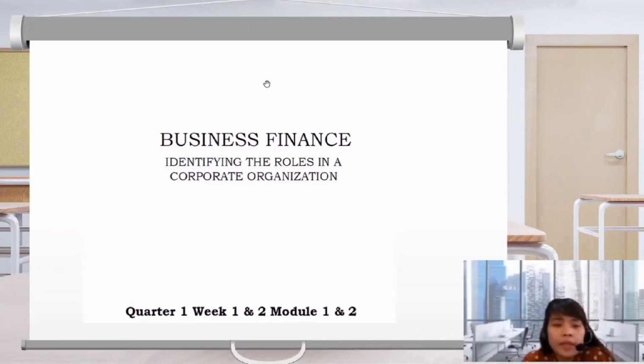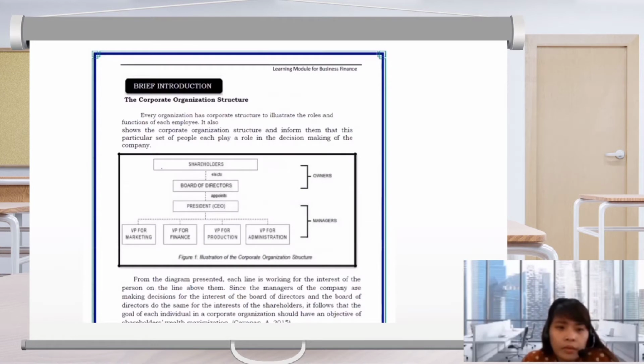So basically, what we will be discussing in business finance is the roles in a corporate organization. All right, so let's start the discussion. We have here the corporate organizational structure. In every organization, meron po tayong organizational structure, right? So basically, ito yung example.